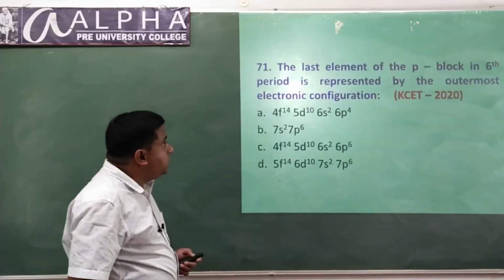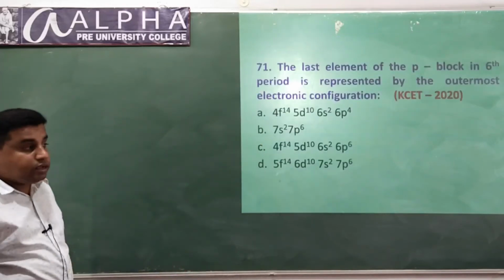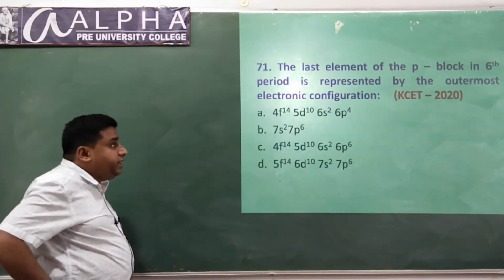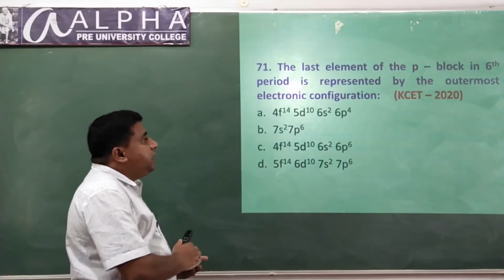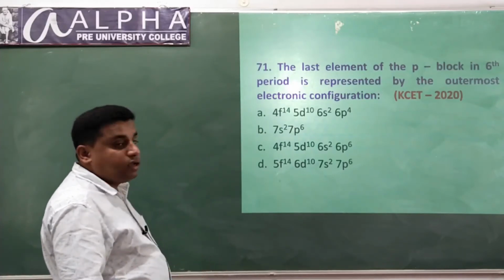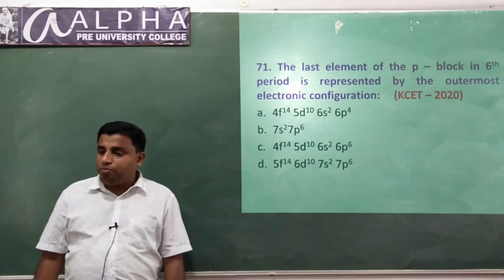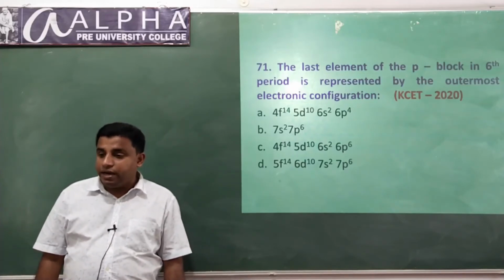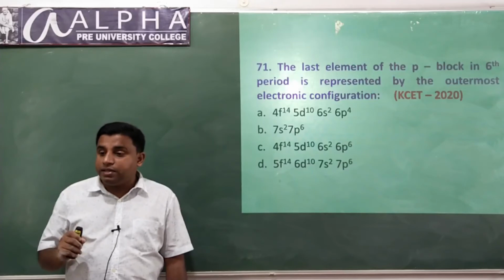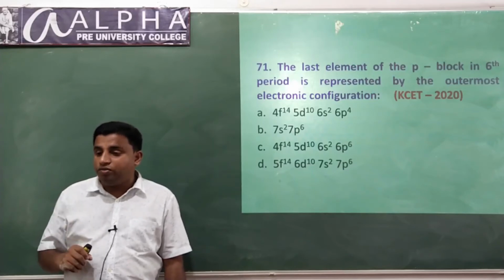Yes. The next question is like this. It is from this year, Karnataka CET 2020. Very simple question. The last element of the p block in the sixth period is represented by the outermost electronic configuration.